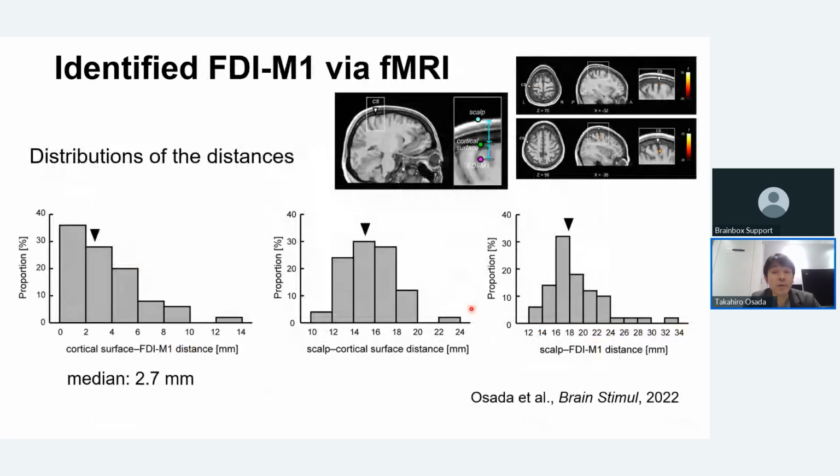This is the distribution of distances: the distance between the cortical surface and FDI-M1, the distance between the scalp and the cortical surface, and the distance between the scalp and FDI-M1. In most subjects, FDI-M1 was located near the cortical surface. The median was 2.7 millimeters, and 80% of the population was located within 6 millimeters from the cortical surface. In this way, the activation site for FDI-M1 was identified for each subject.